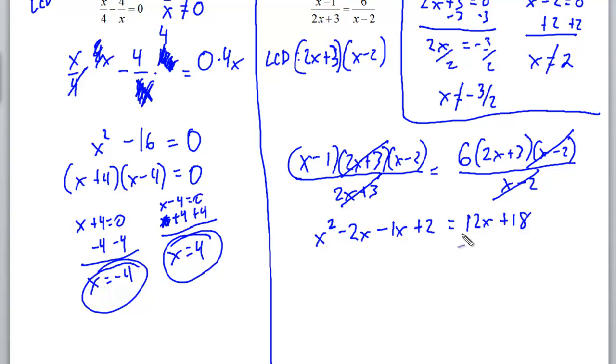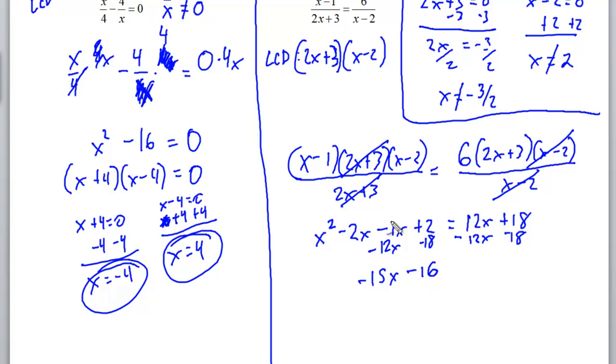Now, to solve for x here, I'm going to have to move everything over to the left-hand side and get this equal to 0. So I'm going to subtract the 12x from these guys. So that's going to make a x squared minus 2x minus 1x minus 12x, which is negative 15x. Alright, and then I'm going to subtract the 18 over here from the 2, and that's going to give me negative 16.